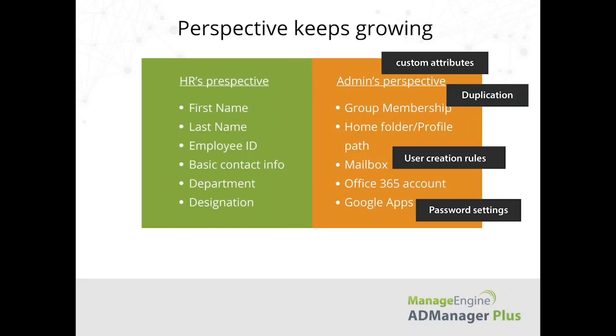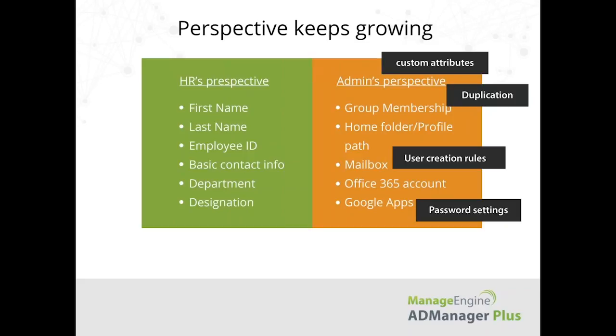On the admin side, I've added more perspective. The initial layout was group membership, home folders, mailbox, Office 365, Google Apps. But on the right side, you've got custom attributes, in case you have extended your schema and want to read and write information.